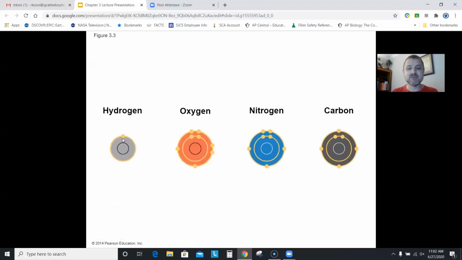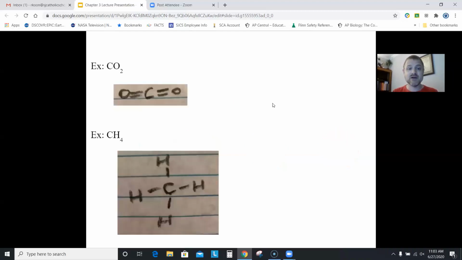So just to remind you, the 4 elements of life that make up 96% of you are hydrogen, oxygen, nitrogen, and carbon. Hydrogen forms 1 bond. It has 1 valence electron, wants 2. Oxygen forms 2 bonds. It has 6 valence electrons, so it wants 2 more. Nitrogen forms 3 bonds. It has 5 valence electrons, so it wants 3 more. And carbon forms 4 bonds. So memorize this: hydrogen 1, oxygen 2, nitrogen 3, carbon 4.